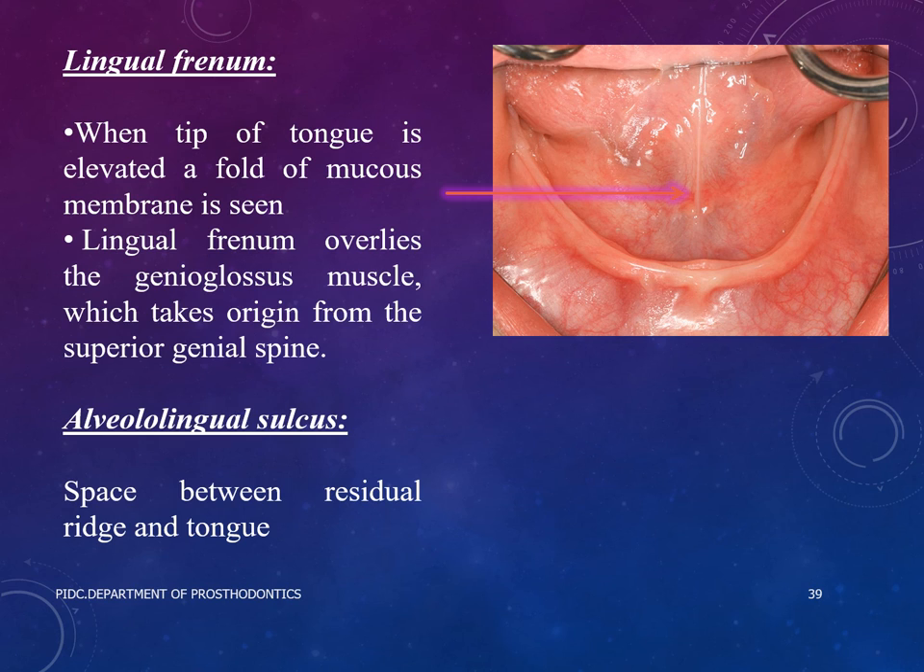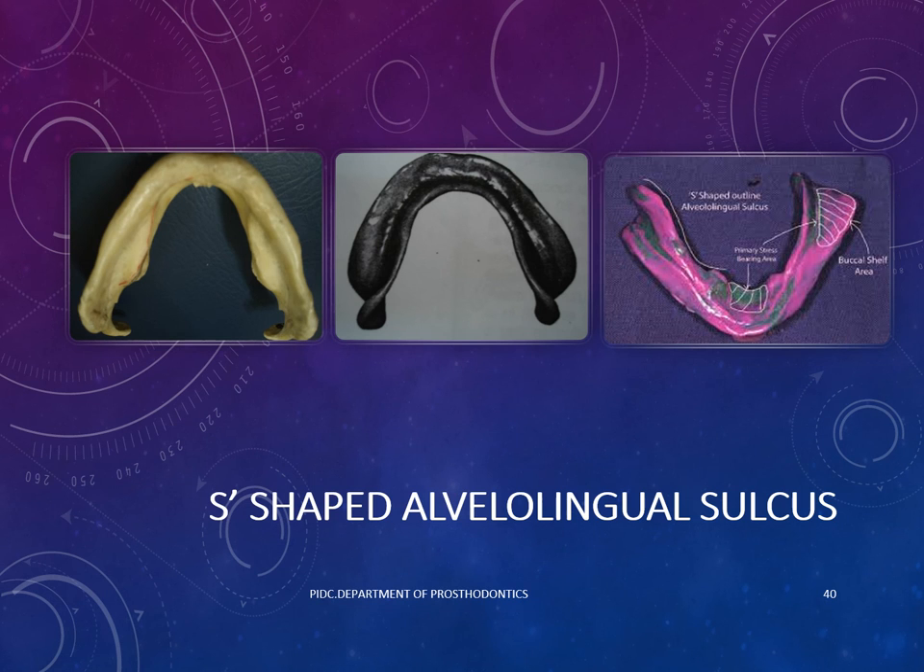Okay, and then coming to your alveolar lingual sulcus, that is your space between this residual ridge and the tongue. So this area is called your alveolar lingual sulcus. In that area you have to determine the extent till which the denture will be extended. Usually it's a reverse S or a typical S-shaped kind of molding that you can see.